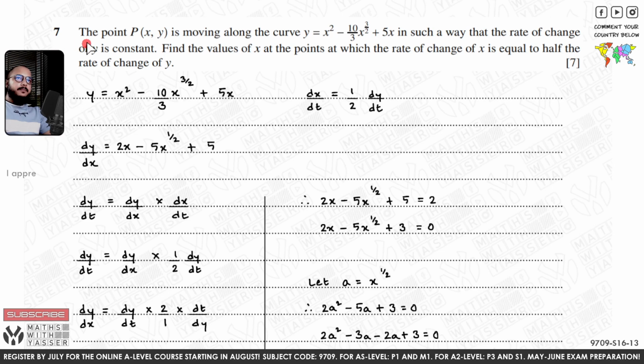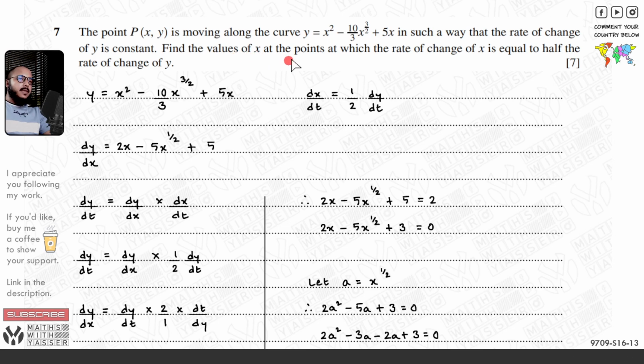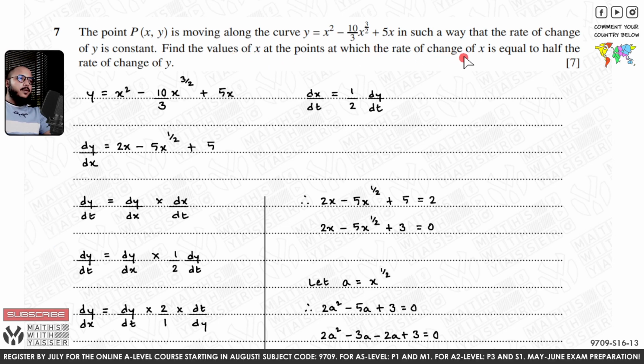Question number 7. The point P(x, y) is moving along the curve y equals x squared minus 10 over 3 x to the power 3 by 2 plus 5x in such a way that the rate of change of y is constant. Find the values of x at the points at which the rate of change of x is equal to half the rate of change of y. So y is equal to this.